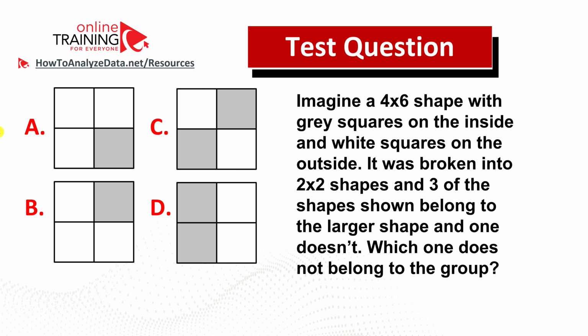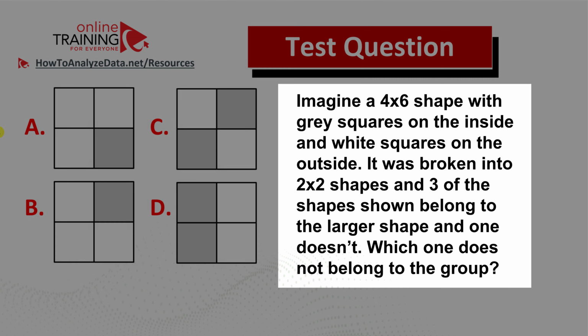Here's the tricky IQ and aptitude test question you might frequently see on the test. Imagine a 4x6 shape with gray squares on the inside and white squares on the outside. It was broken into 2x2 shapes, and 3 of the shapes shown belong to the larger shape and one doesn't. Which one does not belong to the group?